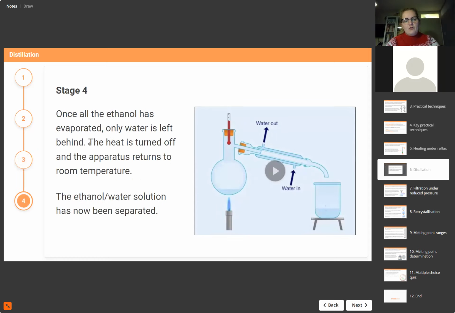So, stage 4, once all our ethanol has evaporated, only water is left. So what we do then is we turn the heat off and the apparatus returns to room temperature, and our ethanol and water solution has now been separated.